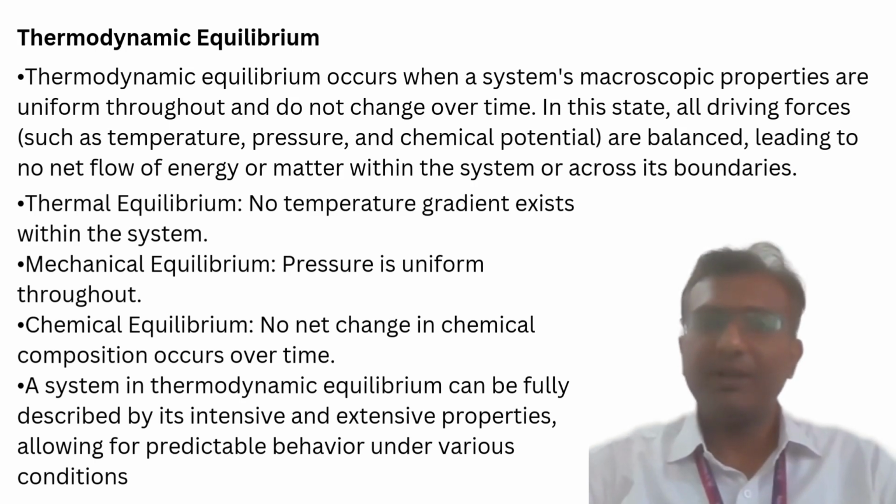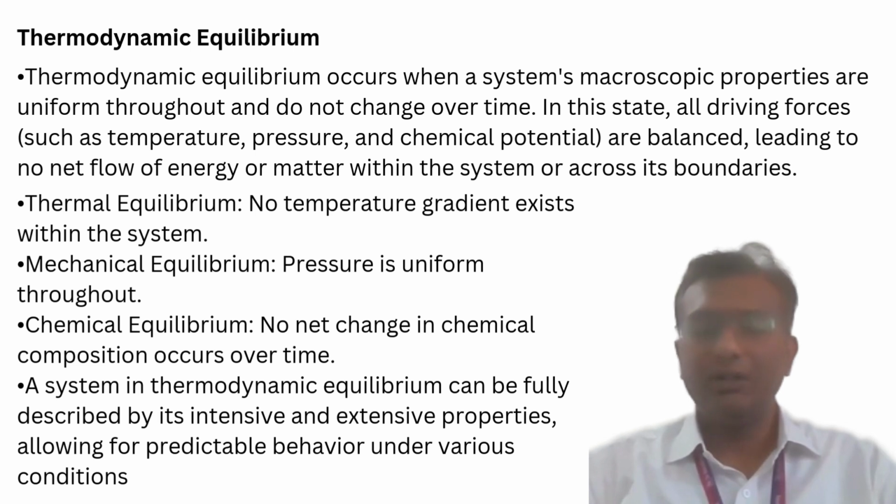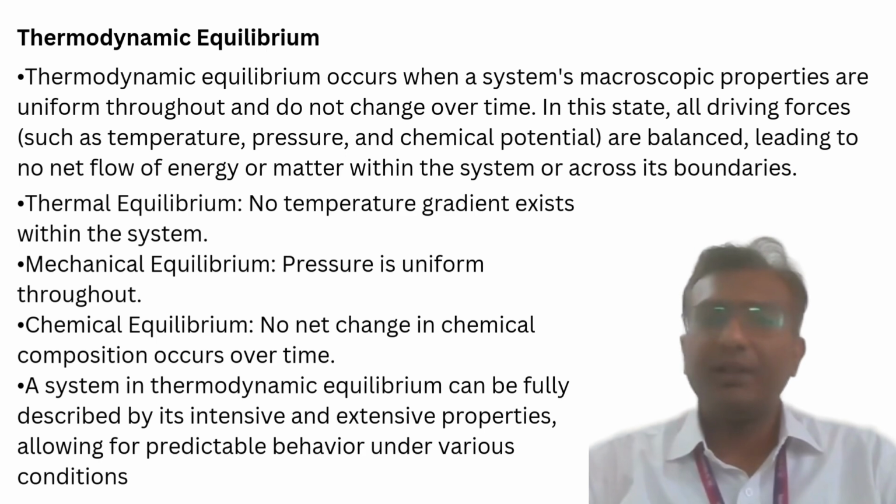Thermodynamic equilibrium can be broken down into three key aspects, each representing a different type of balance. The first one is thermal equilibrium. This means there is no temperature difference within the system. If you measure the temperature at any point in the system, you will get the same reading. As a result, there is no heat flow from one part of the system to another.